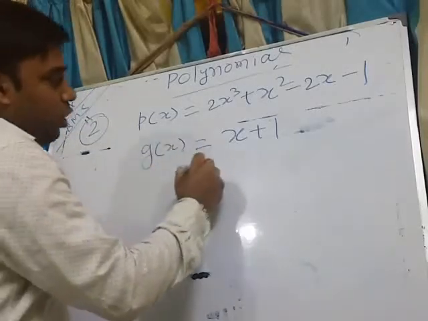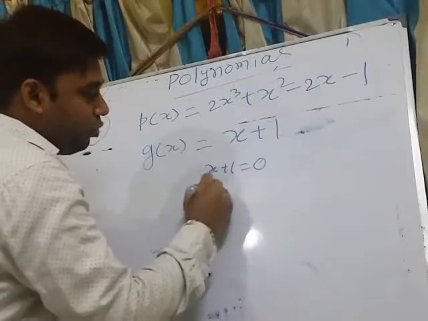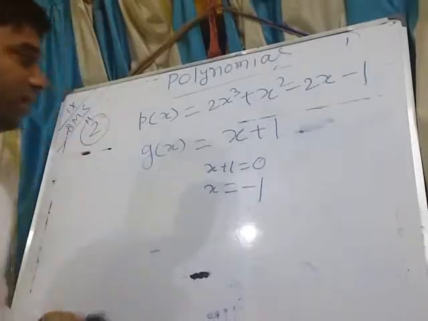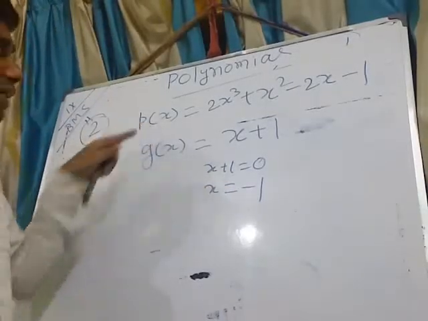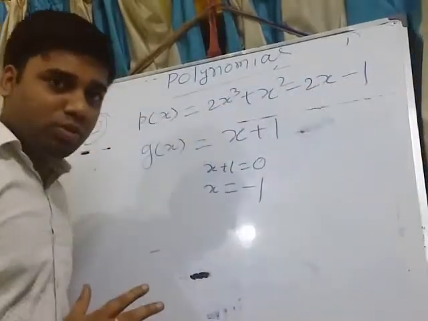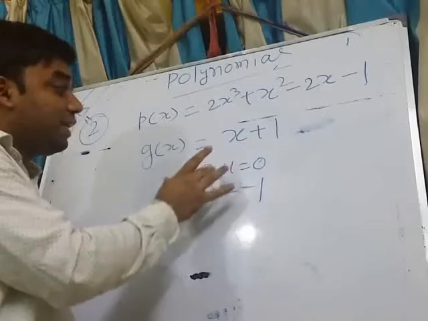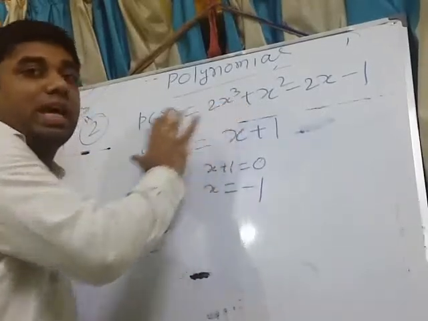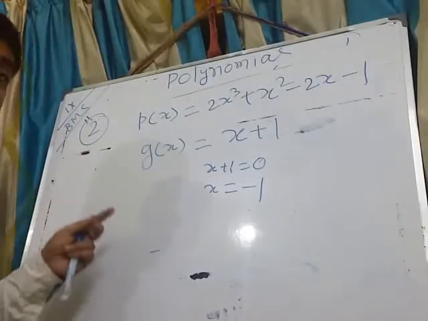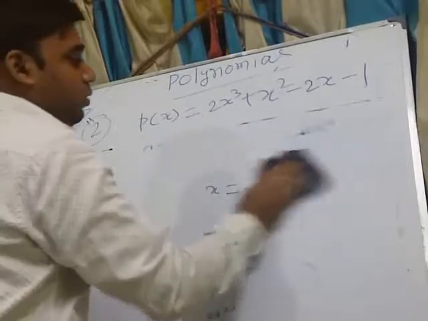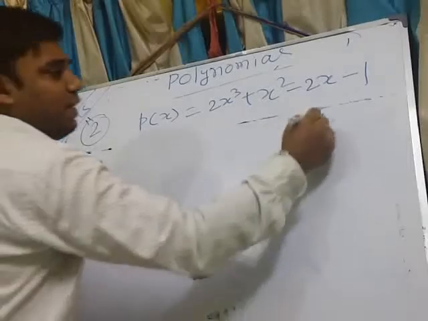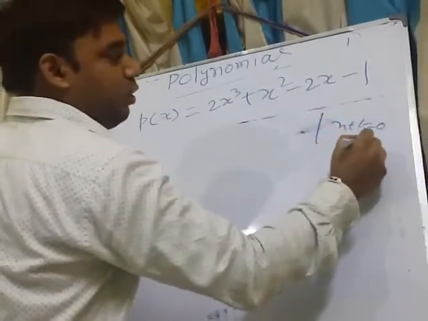From g(x), we can evaluate that x plus 1 equals 0, x equals minus 1. If p of minus 1, putting minus 1 in the right hand side, gives 0, then x plus 1 is a factor of this. And if we get any number other than 0, then it is not a factor. Now let us put x equal to minus 1. Why x equal to minus 1? Because g(x) is given as x plus 1 equal to 0, so x equals minus 1.